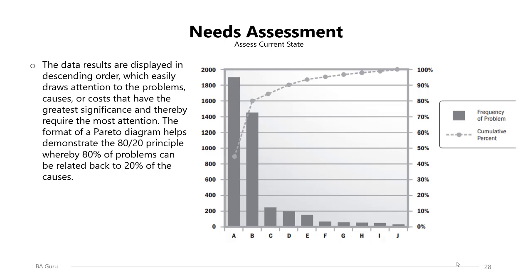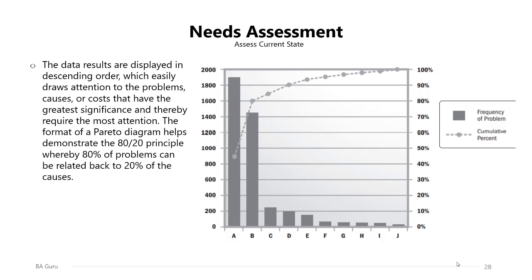The data results are displayed in a descending order, which easily draws attention to the problems, causes, or costs that have greatest significance and thereby require the most attention. The format of the Pareto diagram helps demonstrate the 80-20 principle, which is also known as the Pareto principle, whereby 80% of the problems can be related back to 20% of the causes.